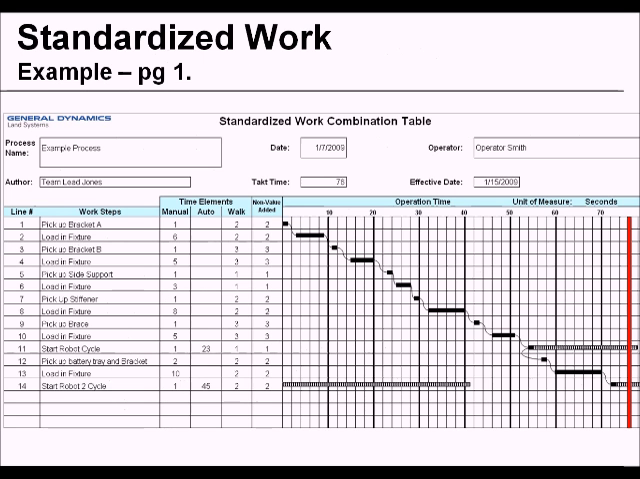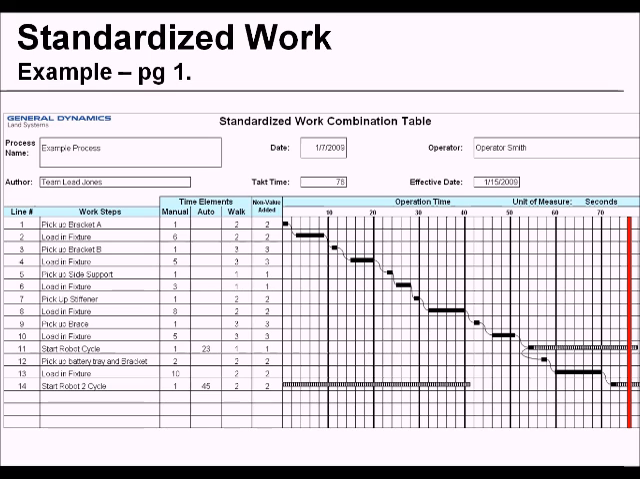This is just one example of a standardized work tool. This is actually called a standardized work combination table. You can see here there's a bunch of line items. Those are the different tasks that the operator will do. It tells you how much time it takes. That's in the manual column. The auto column is the machine. The walking obviously is walking, and then non-value added time.